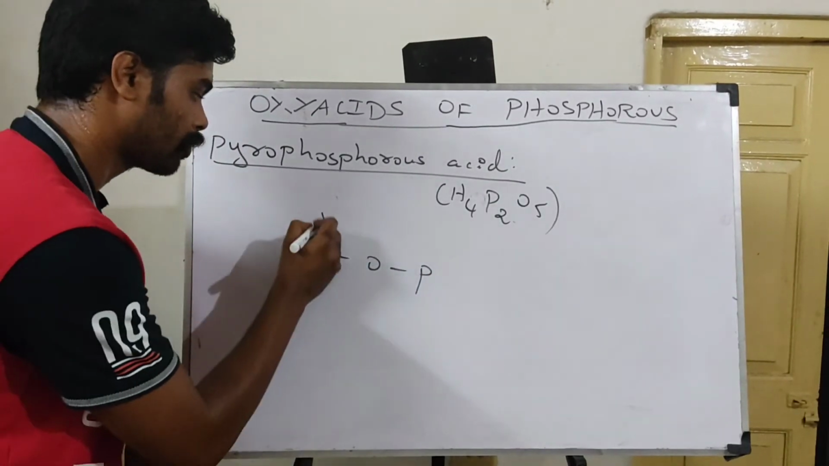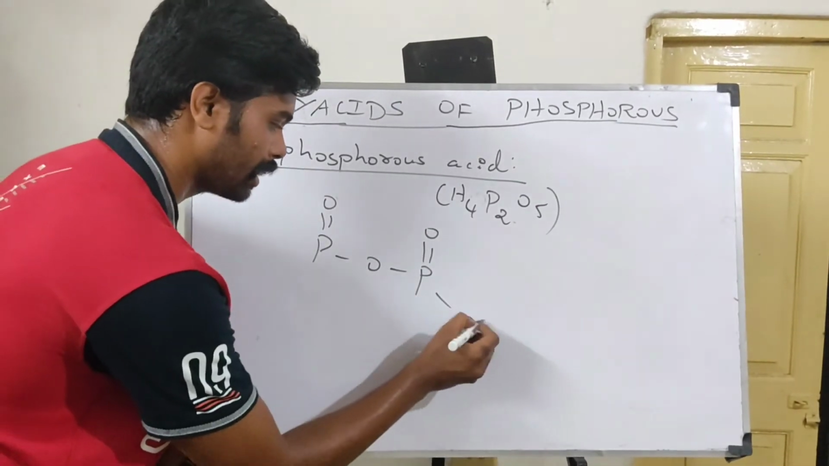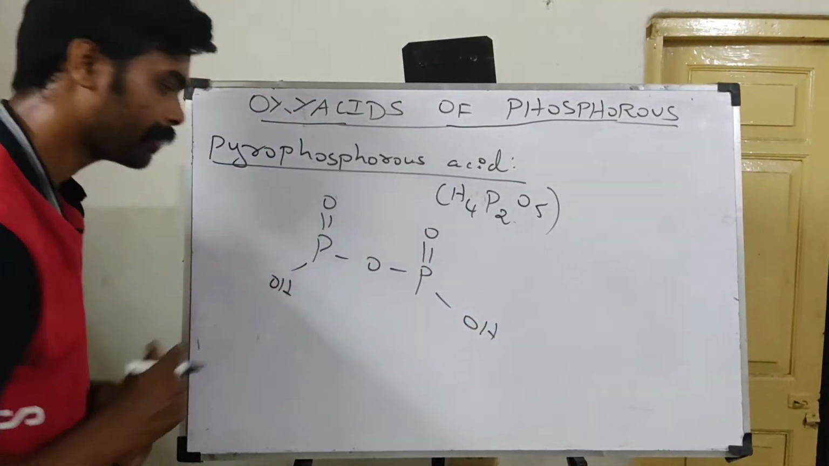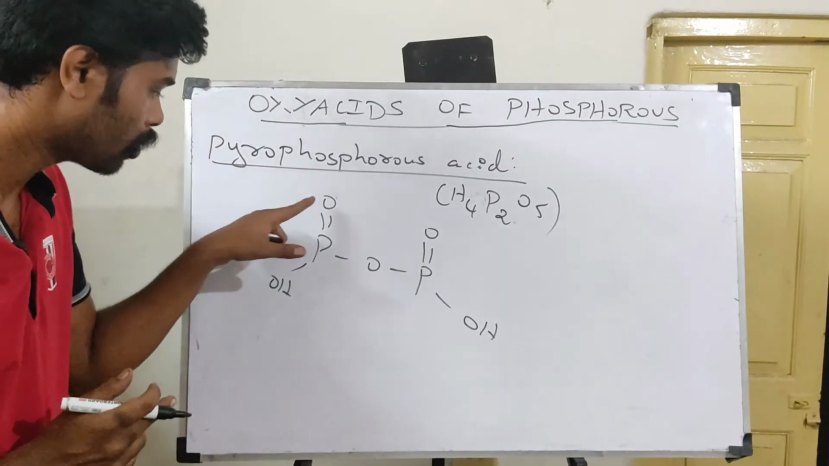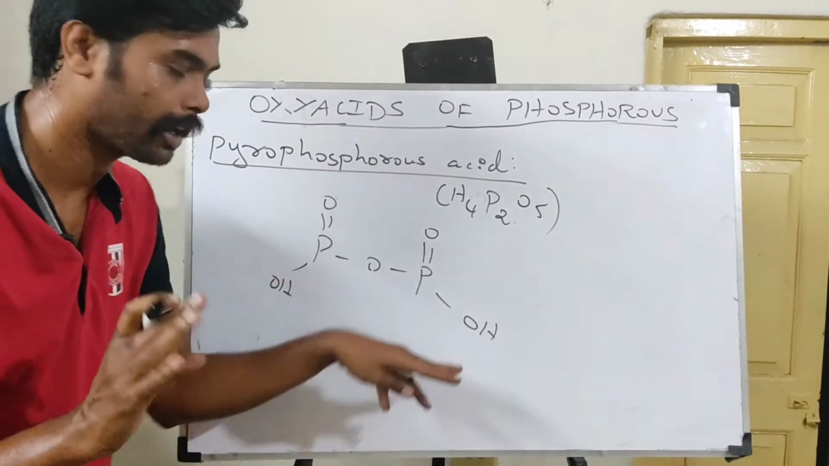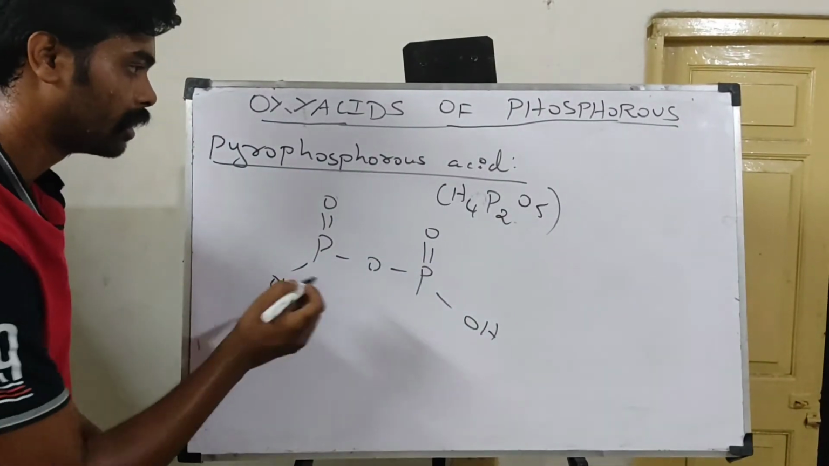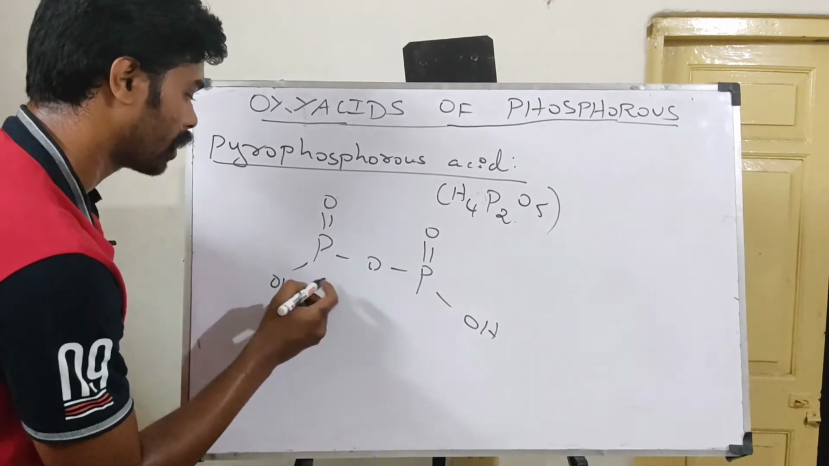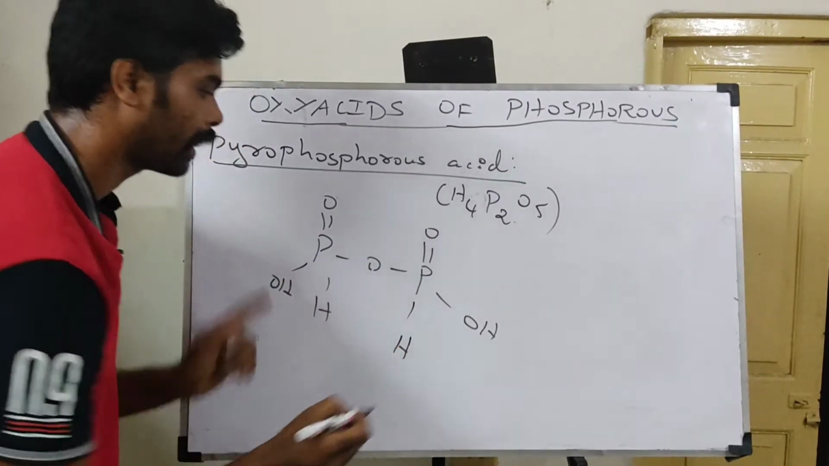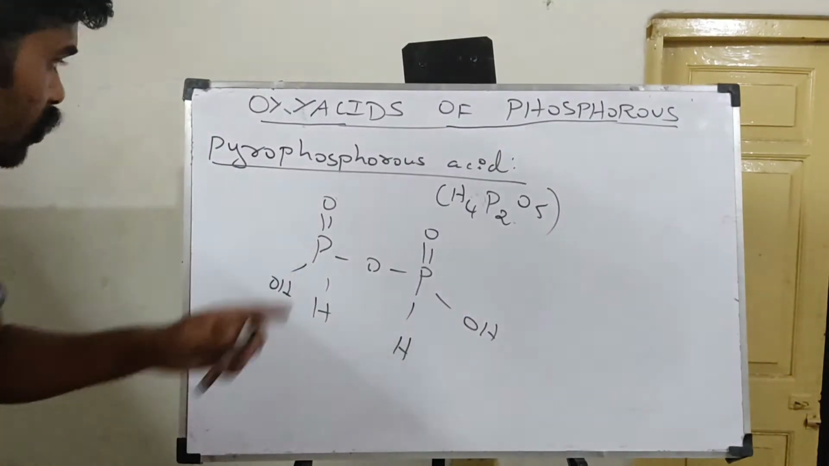And I told you each phosphorus atom will have at least one P=O, and at least each of them will have one OH bond, right? So how many are 1, 2, 3, 4, 5? 5 oxygen atoms over, and 2 hydrogen atoms are only there. So the remaining is going to be a P-H bond in both of them. Very simple, right? Now next one.